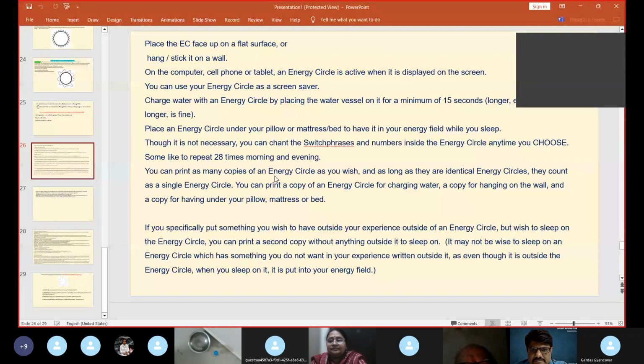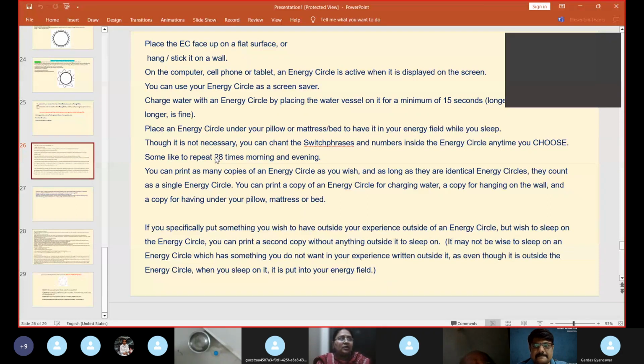Along with that, if you want, you can read the phrases, the numbers, or the mantras or the chants inside the energy circle anytime. You can repeat them 28 times to 108 times as you wish. And to add more, you can make the same EC copies and put them in different areas.